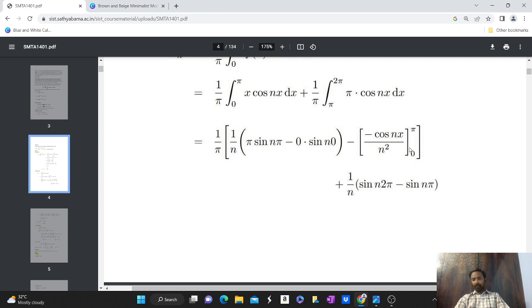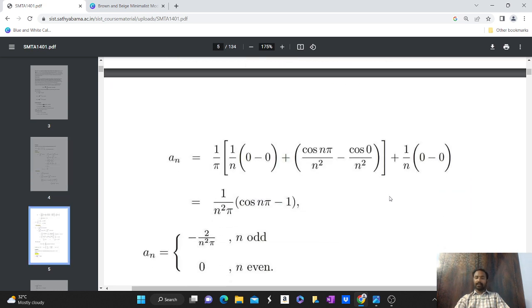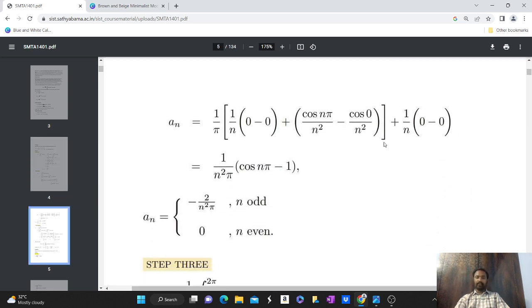So we have to find only the value of this one, minus cos nx divided by n square. Substituting pi in the value of x, we get cos n pi. What is the value of cos n pi? Minus 1 power n. In the next step, this is given cos 0 and cos n pi. Cos n pi means minus 1 power n, cos 0 is 1. So the values are 1 by n square pi. Here 1 by pi. Here the common LCM is n square. So 1 by n square pi times cos n pi minus 1.